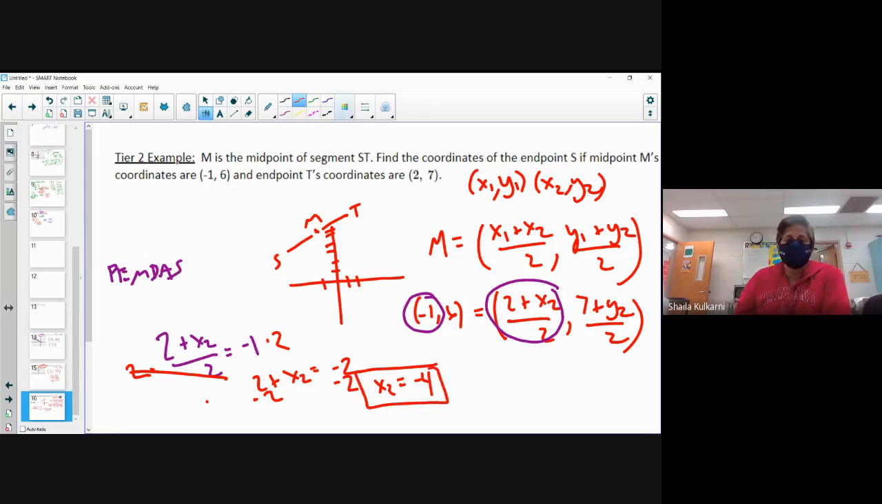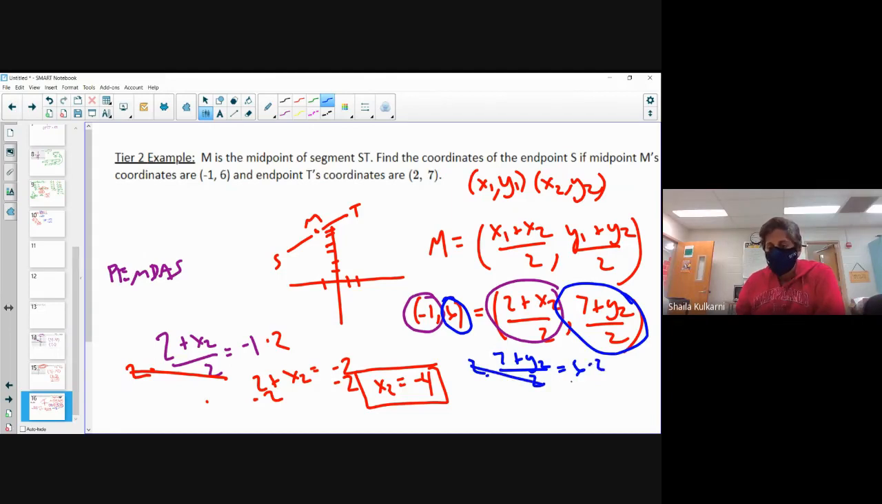We're going to do the same thing for our y2 value. We know that this calculation is supposed to equal 6. So let's do our calculation. 7 plus y2 over 2 equals 6. We're going to multiply by 2 on both sides to get rid of that 2. We get 7 plus y2 equals 12. Subtract 7, so we get y2 equals 5. And so now we know the coordinates of S, I'm going to put it as a coordinate here, are negative 4, positive 5. So this would be the point, negative 4, positive 5 right here.